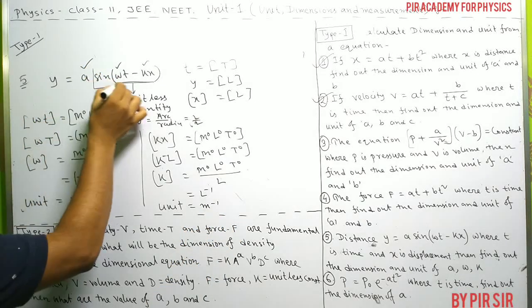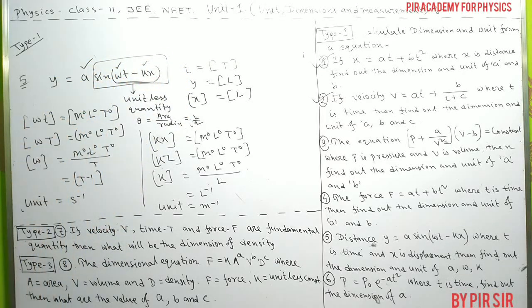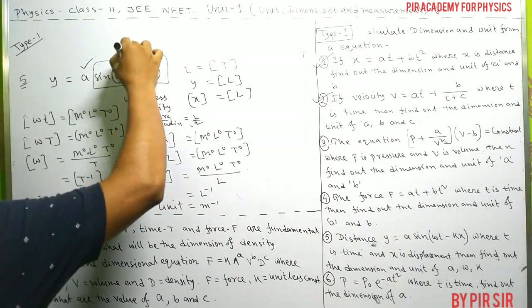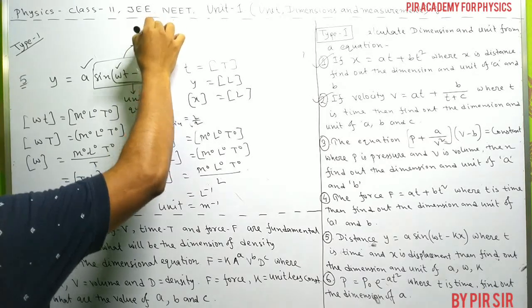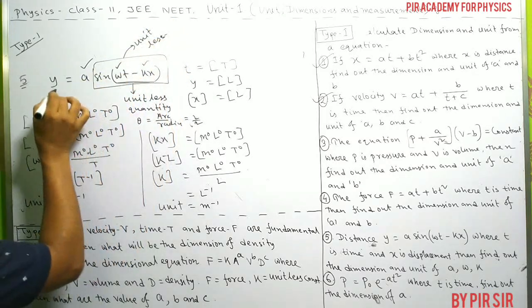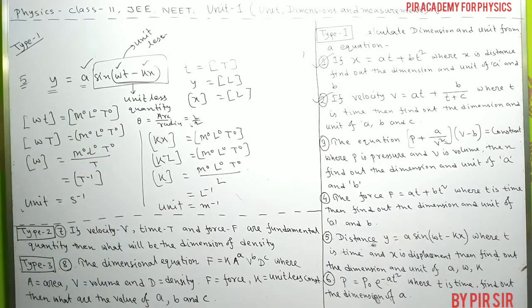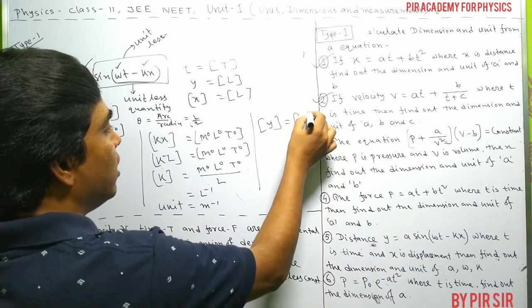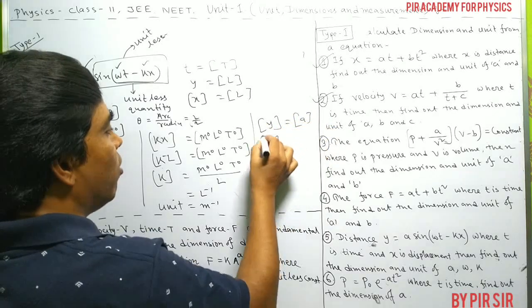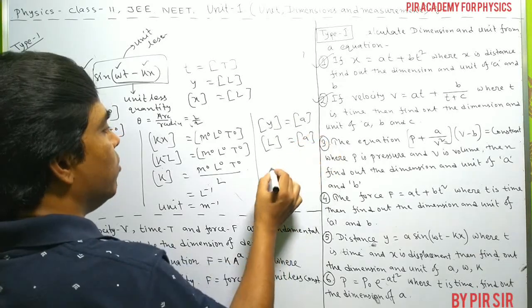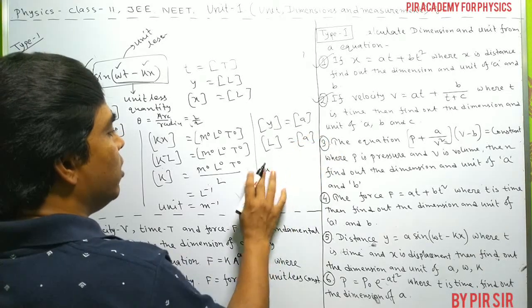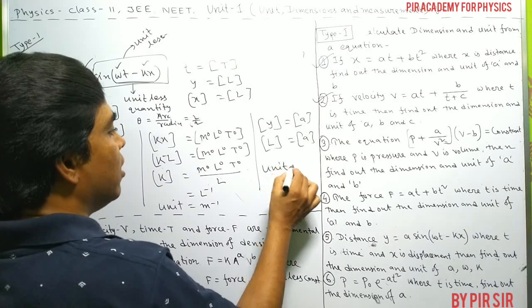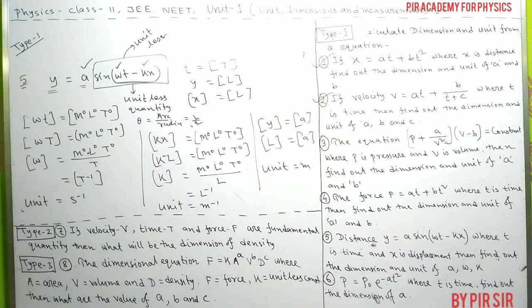This total quantity is unitless, also unitless. That's why the unit of y must be the unit of a. That means unit of y equals unit of a. That means this will also be L, and the unit will be meter. This is question number 5, problem number 5.